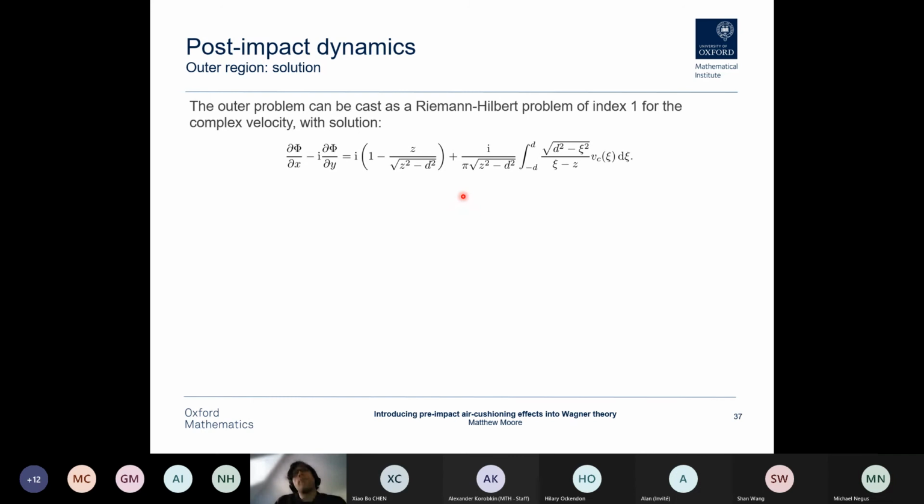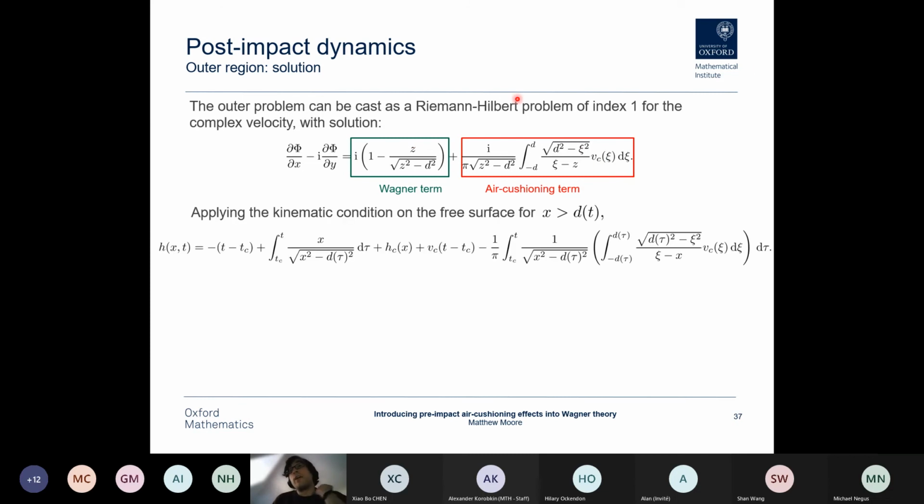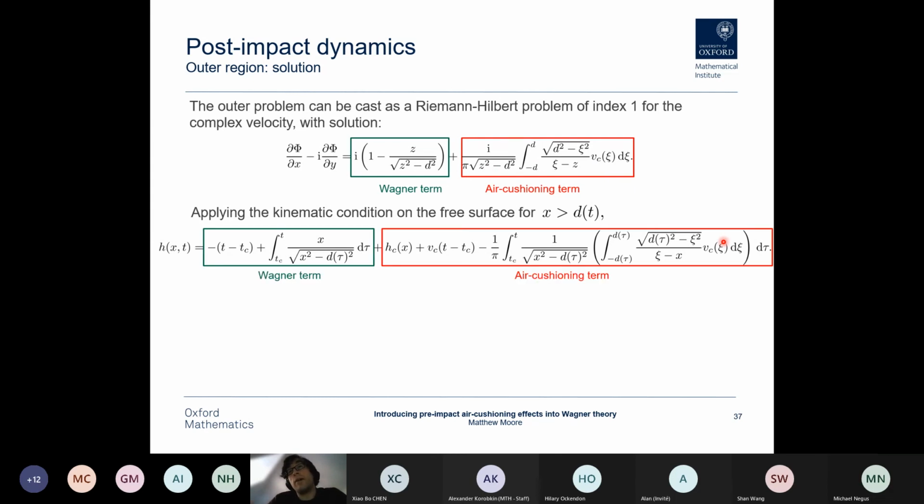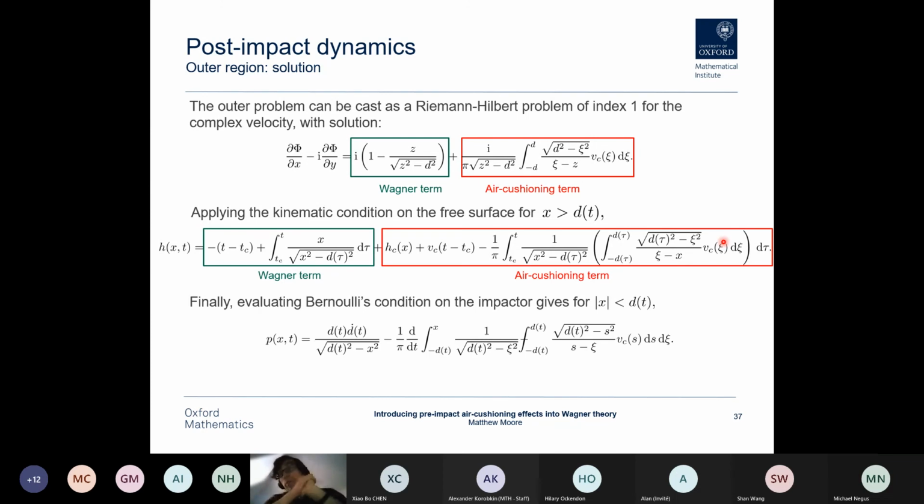So this is the solution, and in this solution you can see there are two terms. The first term is what you would get if you did the classical impact problem, while the second term is a correction due to the air cushioning flow that is there at t equals tc. So you can use that to find out what the free surface deflection is, which is quite a long, messy expression, but again it splits up into two different parts, the Wagner part and the air cushioning part. And you can also use Bernoulli's equation to work out what the pressure on the impactor is between the 2 points plus or minus d.